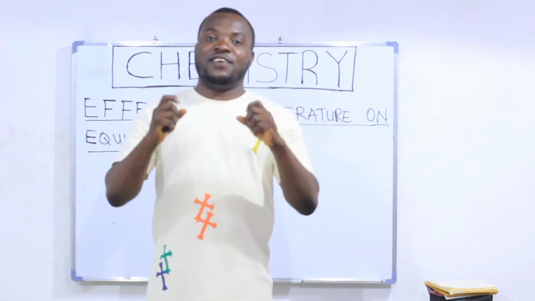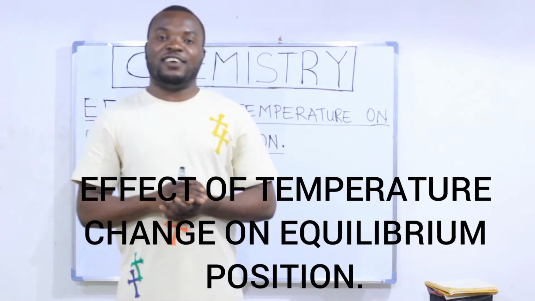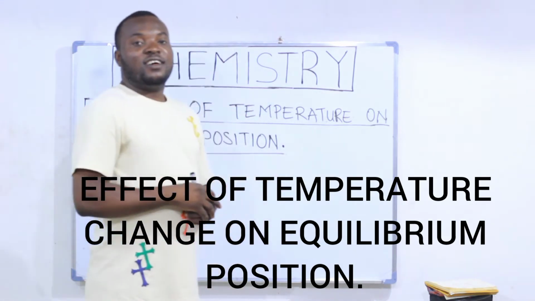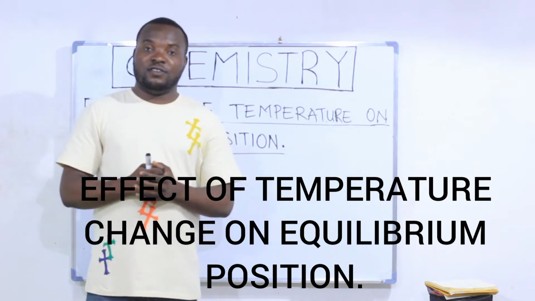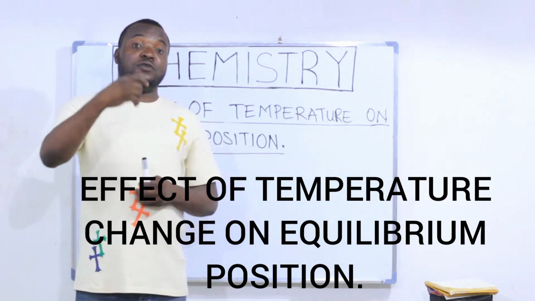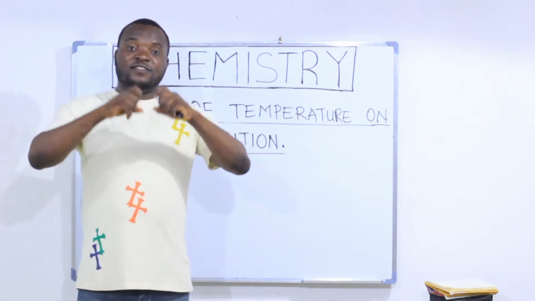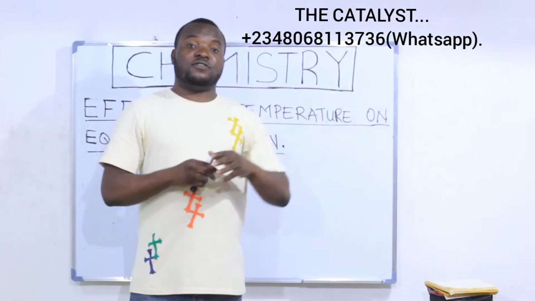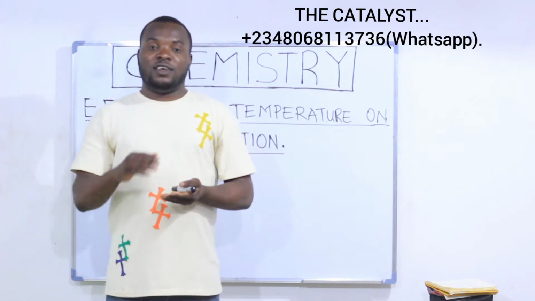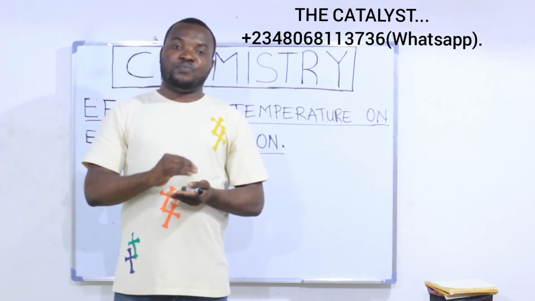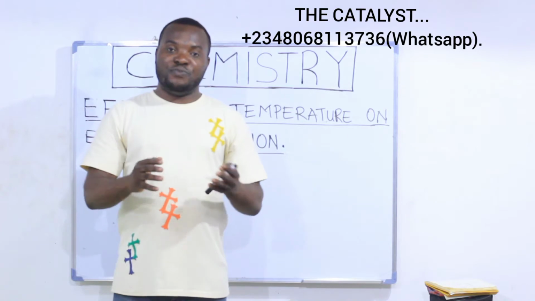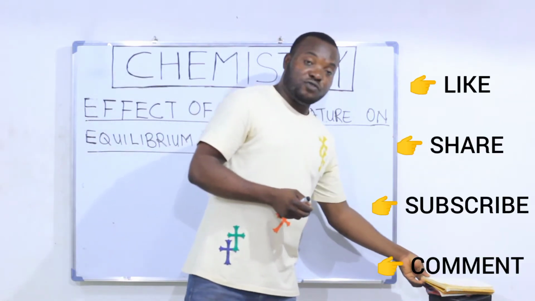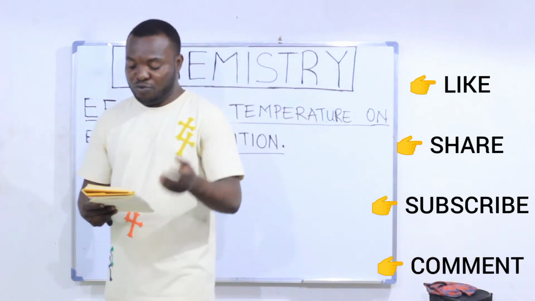Class, we'll be looking at the effects of temperature change on the equilibrium position of a reaction. For a reversible reaction which is in equilibrium, if the temperature of the reaction changes, either the temperature increases or it reduces, the equilibrium position of the reaction will be affected. So that is what this question wants us to answer. Let's quickly go to the question.